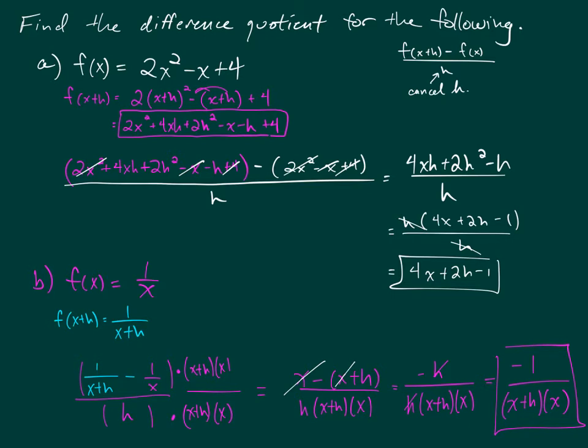And then the h's cancel. And again, that's the goal. Get rid of that h, gone. So what you're left with in the numerator now is negative 1 over x plus h times x in the denominator.